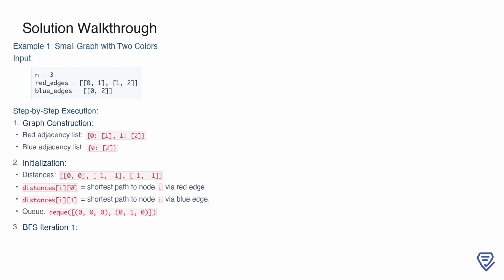We also initialize the BFS queue with 2 entries, starting from node 0 using a red edge and starting from node 0 using a blue edge, both at a distance of 0. Now, we're ready to begin the BFS process to calculate the shortest paths.